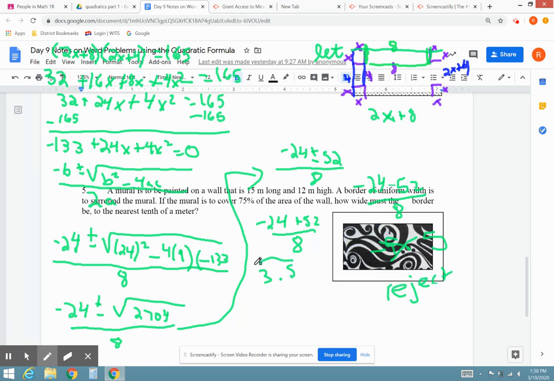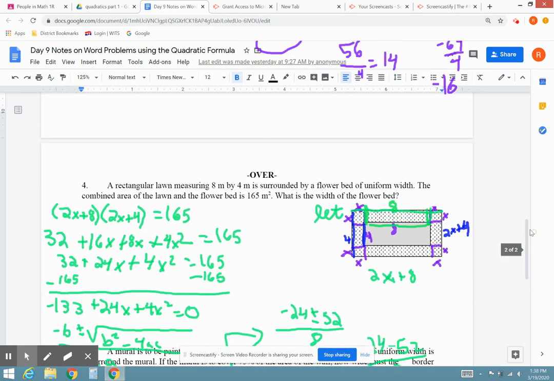All right, so I'm going with the width being 3.5. So it says, what is the width of the flower bed? Have we answered the question? Let's think about that. We just found what X was, which is this piece here. Let's go with, I guess we'll go with red. Maybe this is orange. So I found this to be 3.5, which is also this.